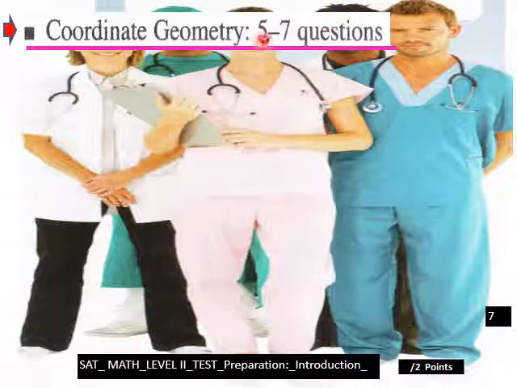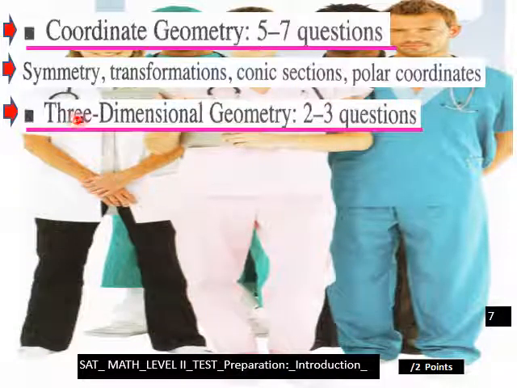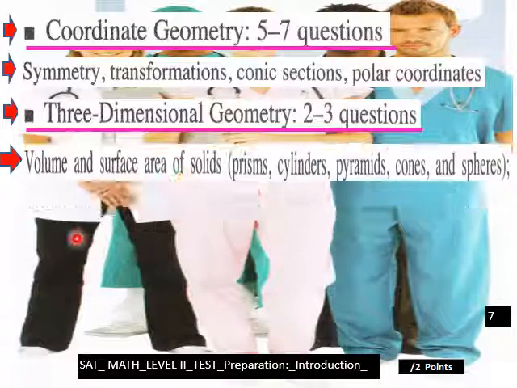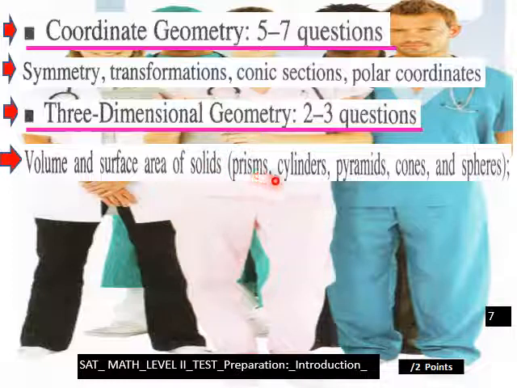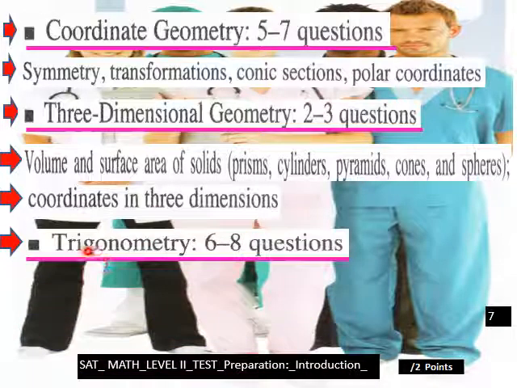Coordinate geometry, 5 to 7 questions. So symmetry, transformations, conic sections, polar coordinates. And then we go into 3-dimensional geometry, which is 2 to 3 questions. We'll have volume and surface area of solids, prisms, cylinders, pyramids, cones, and spheres. And then coordinates in 3 dimensions.